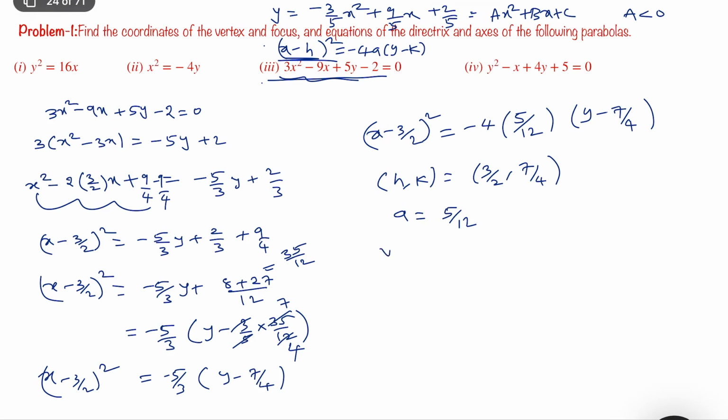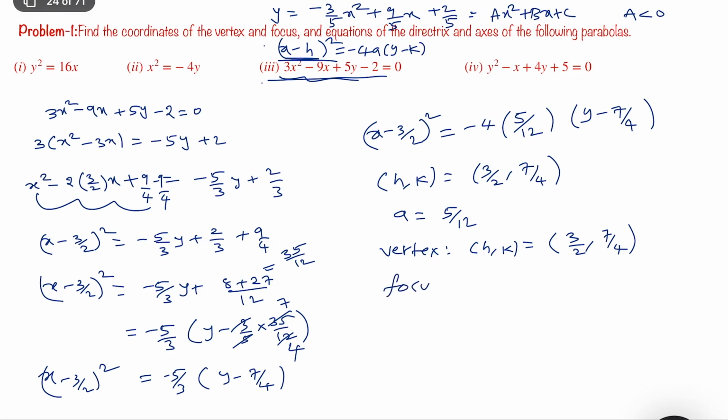Now what is the vertex? Vertex is h comma k, right? So h comma k is 3 by 2 comma 7 by 4. So h equal to 3 by 2, k equal to 7 by 4.